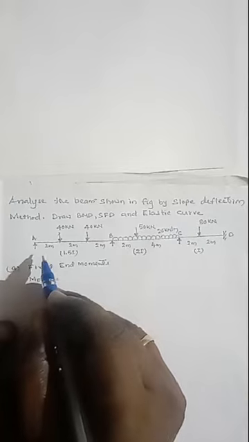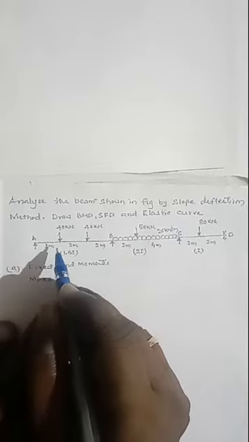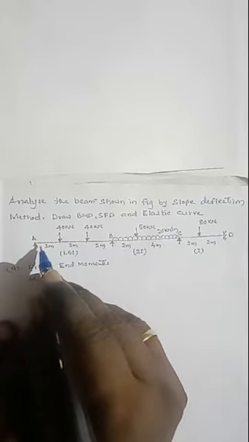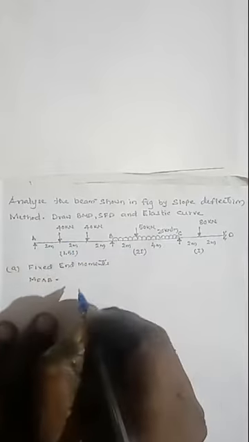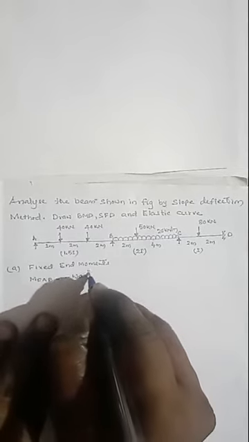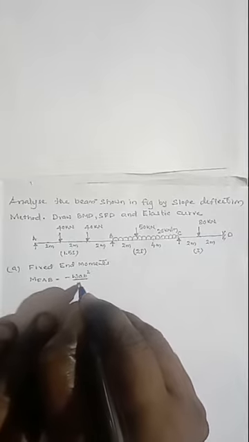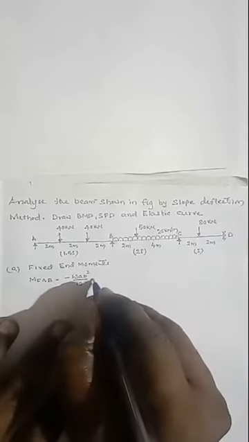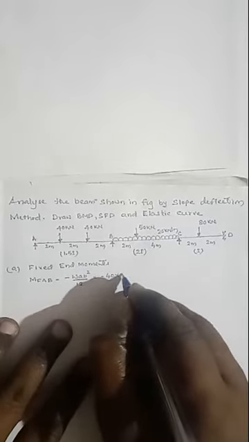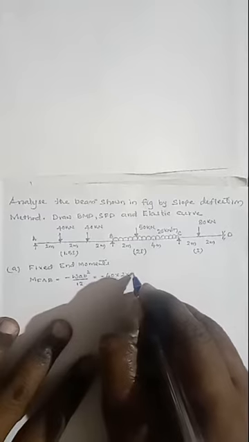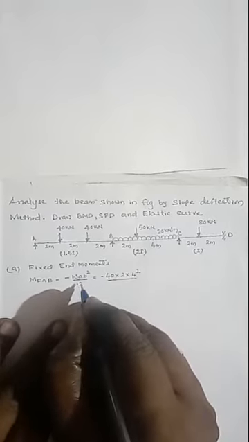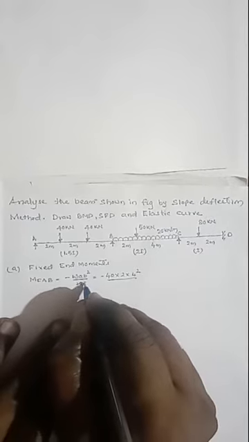Here it is subjected to 2 point loads. First you have to consider the first point load. This is a equals 2 meter and b equals 4 meter. That is W a b square divided by L square is the formula for this. That is minus 40 into a is 2 meter into b is 4 square divided by L square, L square is 6 square.